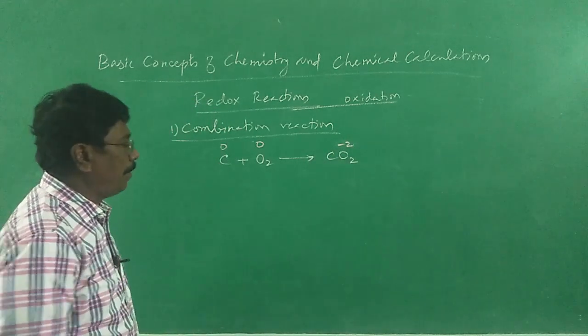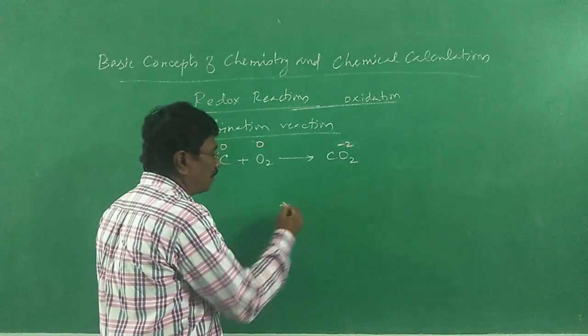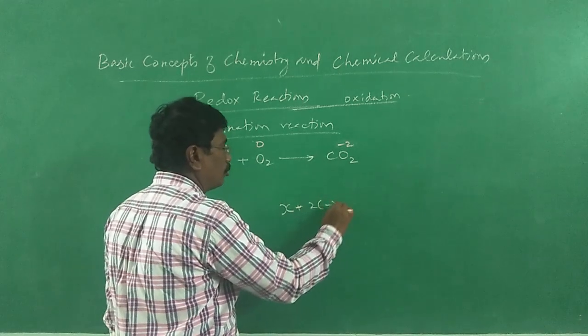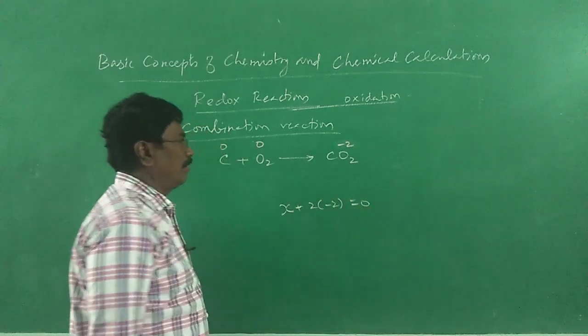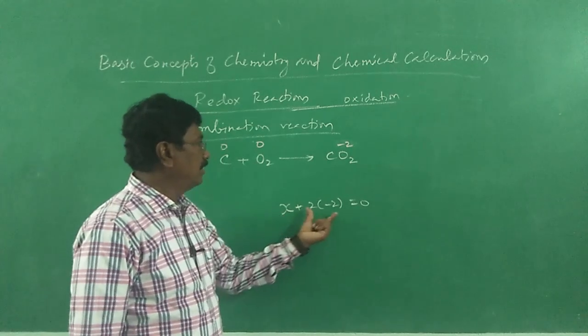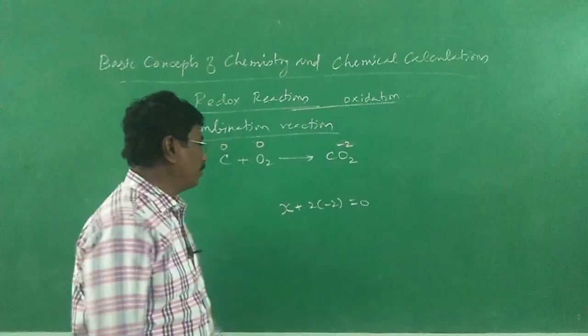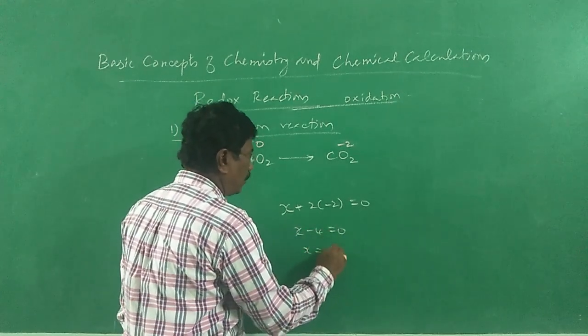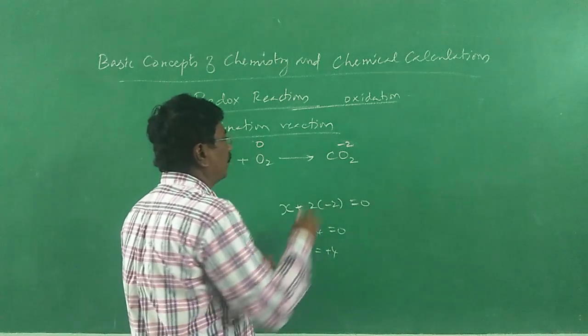What about carbon? Let the oxidation state of carbon be X. Then X plus 2 into -2 should be equal to 0. Carbon dioxide is made of 1 carbon, X, and 2 oxygen, 2 into -2, equal to 0. Therefore X minus 4 is equal to 0, X is equal to +4. So the oxidation state of carbon is +4.